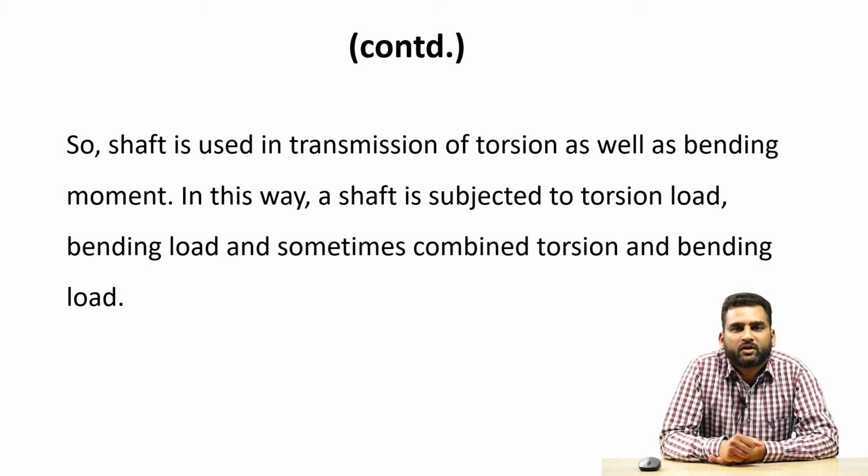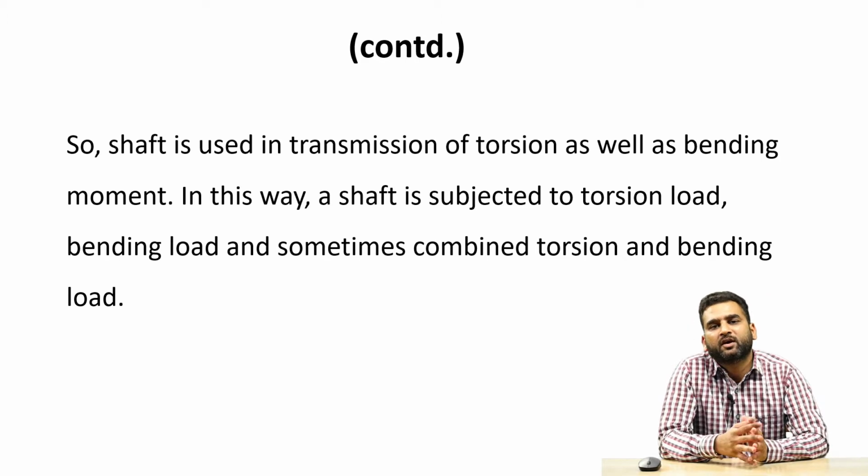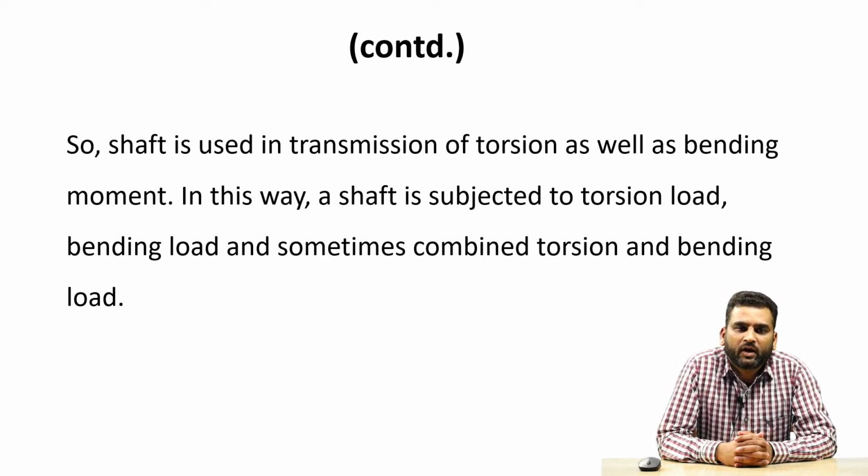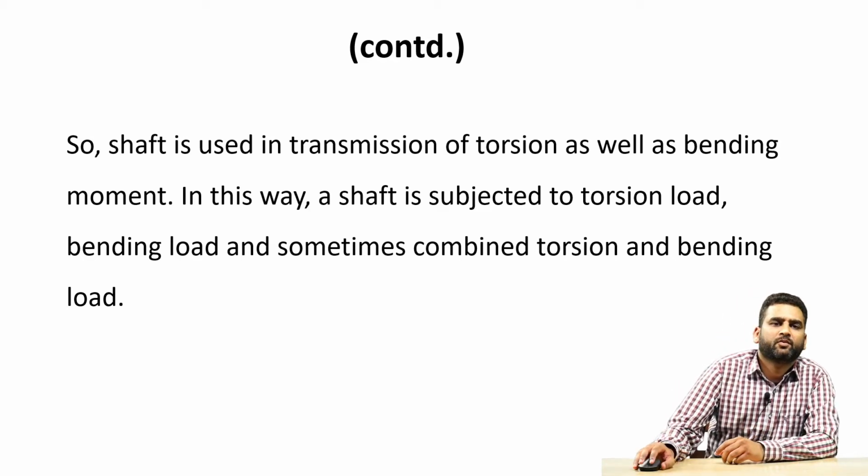When the shaft is subjected to torsional moment, we can say that the shaft is subjected to torsion load. When the shaft is subjected to bending moment, we can say that the shaft is subjected to bending load. And sometimes a case arises when the shaft is subjected to both torsional load as well as bending load combined. So, in this way we will design the shaft based upon these three types of load: torsional load, bending load and combined torsion and bending load. So, this was the basic concept about the shaft.